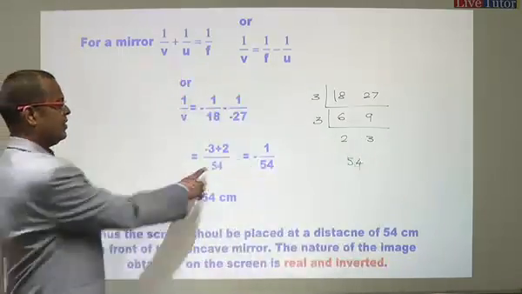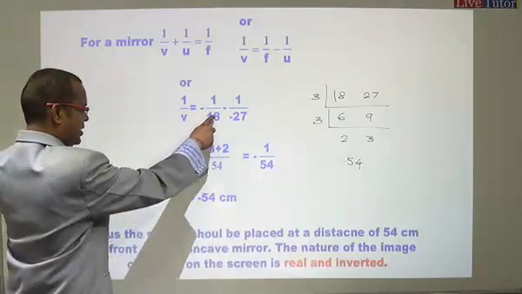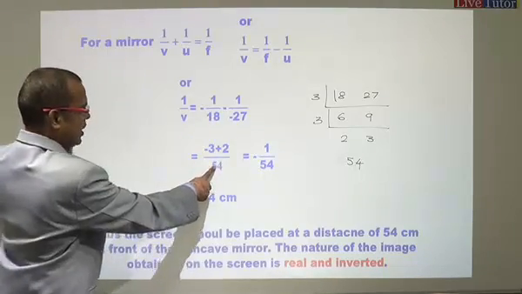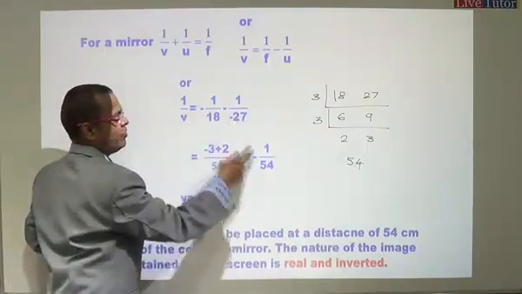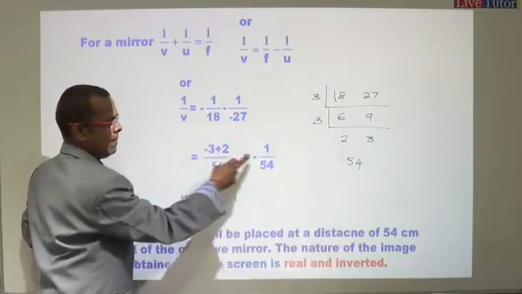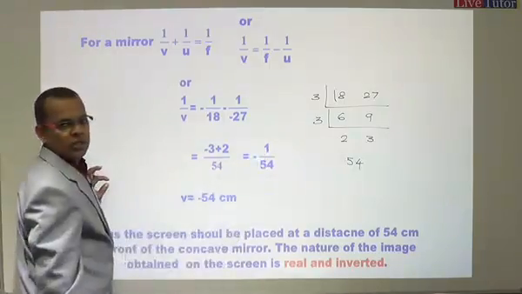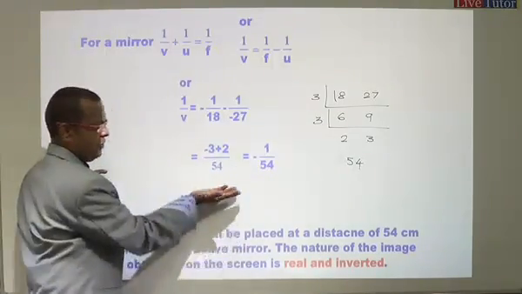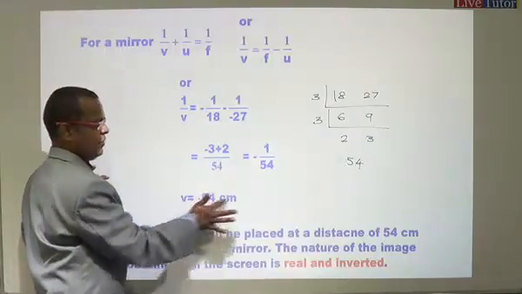Okay. So this 54 we have taken as LCM. Now multiply this. 3 times 18 will become 54, so it is 3 minus 3. And similarly 2 times 27 will become 54, here 2 ones are 2. So minus 3 plus 2 will become minus 1. So minus 1 by 54. When it is minus 1 by 54, if you take the reciprocal, it is minus 54 by 1. So it is minus 54.